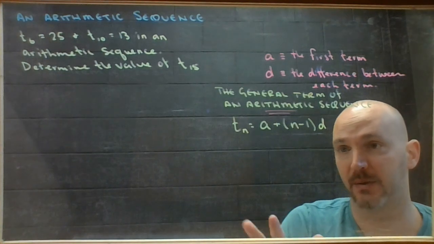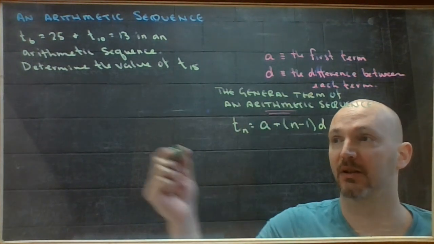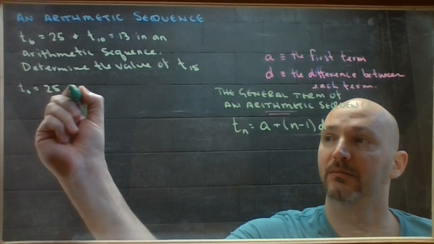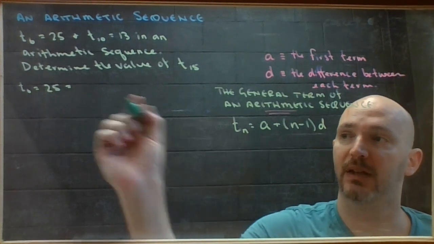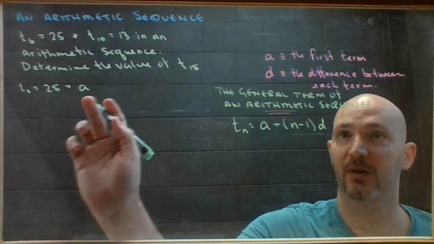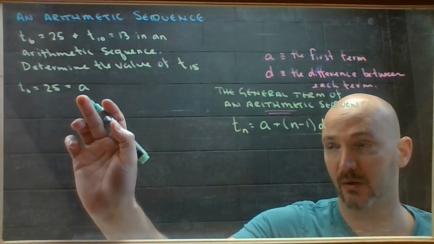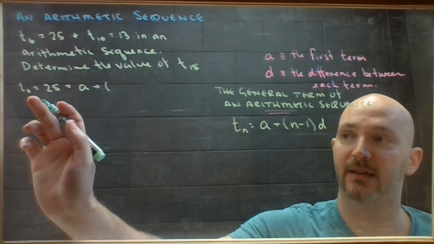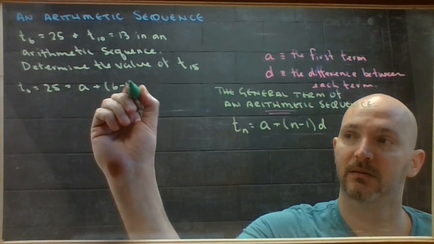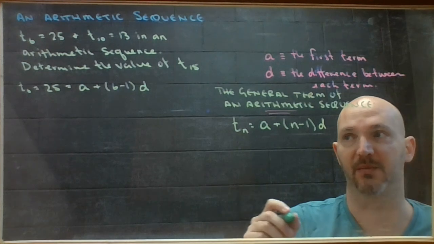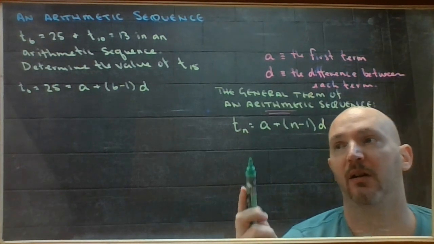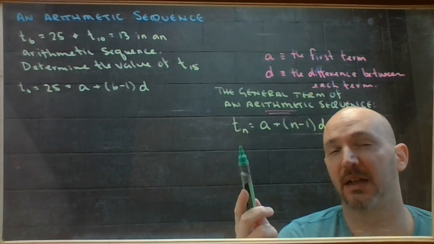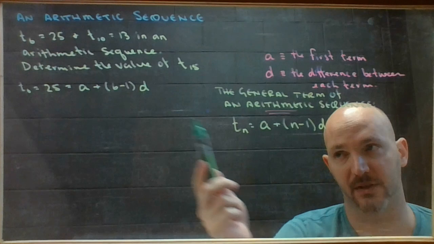Okay, so I'm going to start filling stuff in to here. So I have term 6 is 25. So that will equal A. That's my first term in the sequence, which I don't know yet, plus n minus 1. Well, I know that n is 6. Multiplied by the difference between each term. Well, I don't know that either. If you were to take a minute, you could probably puzzle it out, but I'm just going to leave it like this for a minute.